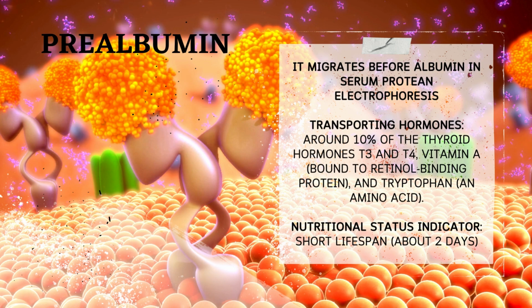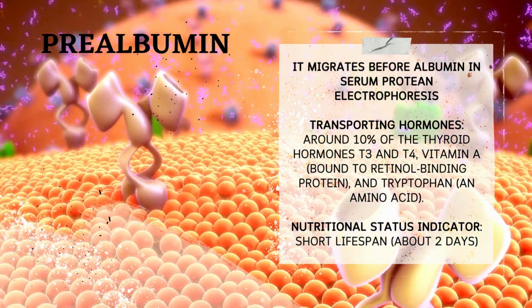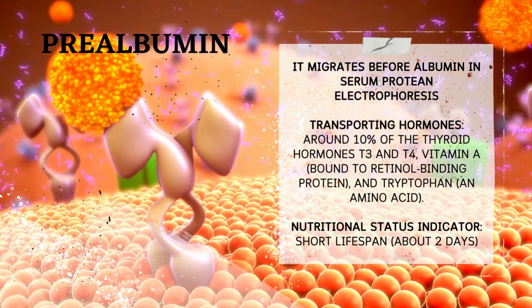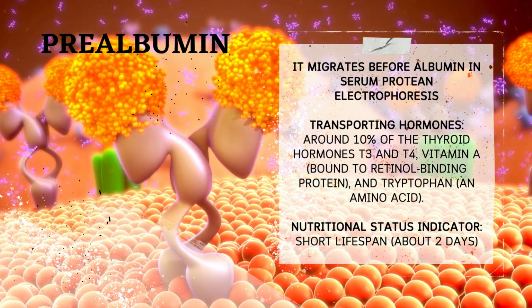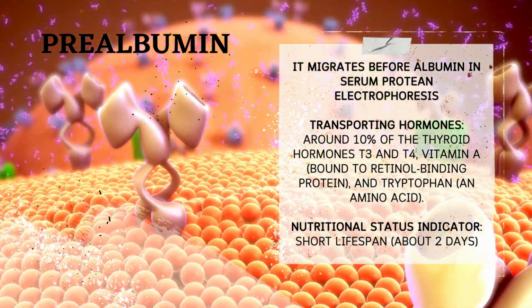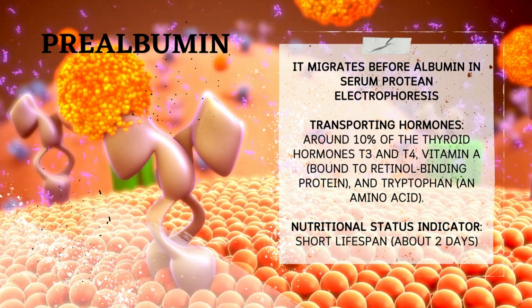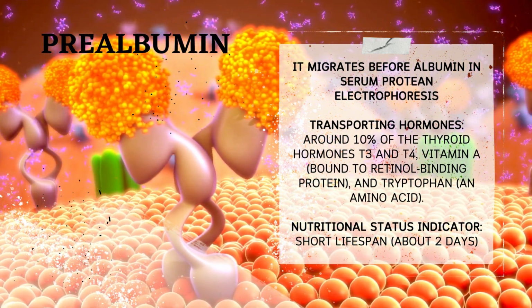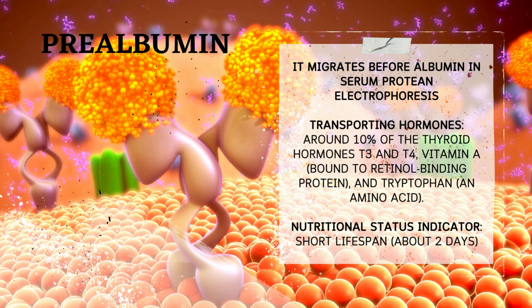Transport powerhouse: this 3,5-keta protein can bind and carry a small portion of the thyroid hormones, T3 and T4, vitamin A, bound to retinol-binding protein, and the amino acid tryptophan. This transport function ensures these essential molecules reach their target destinations in the body.